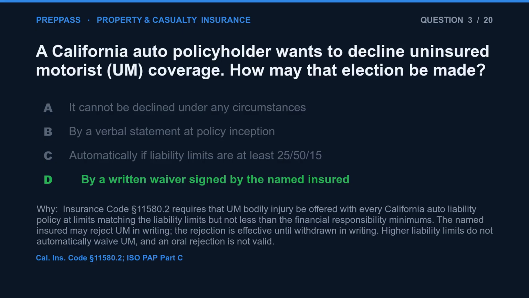The correct answer is D. Insurance Code Section 11580.2 requires that uninsured motorist bodily injury coverage be offered with every California auto liability policy at limits matching the liability limits but not less than the financial responsibility minimums. The named insured may reject in writing. The rejection is effective until withdrawn in writing. Higher liability limits do not automatically waive it, and an oral rejection is not valid.